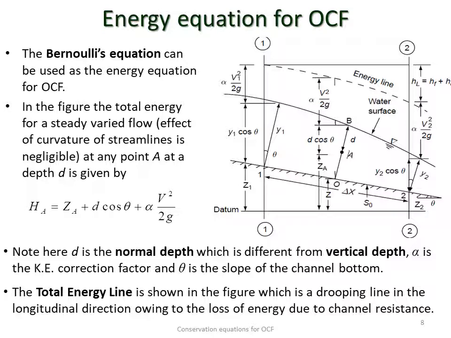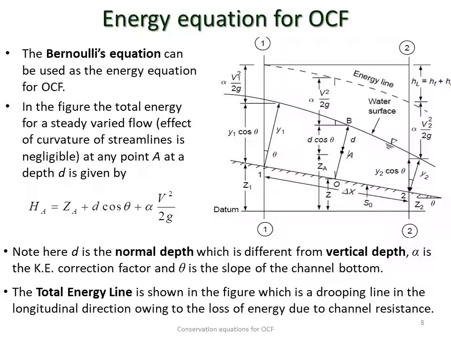Normally, the slope of the open channels that we encounter is mild. That means the typical inclination of a channel is below, sometimes well below, 10 degrees. In that case, the normal depth and vertical depth become almost equal, so we can work with both of them.